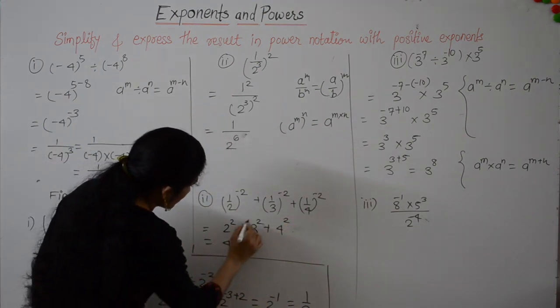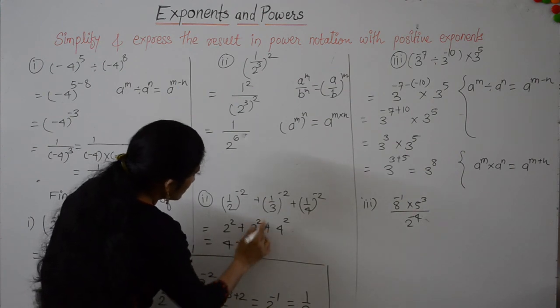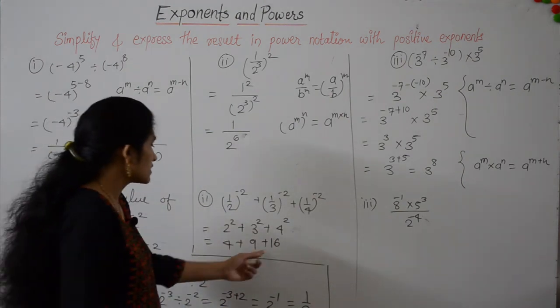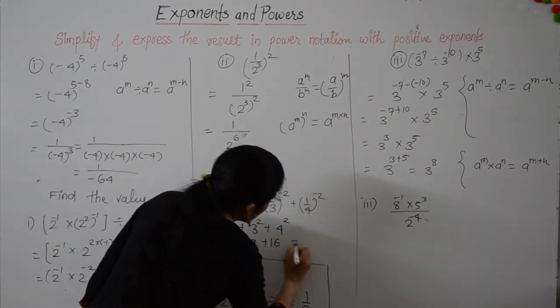If you solve this, you will get 2 square is 4, 3 square is 9, and 4 square is 16. 16 plus 9 is 25, 25 plus 4 is 29.